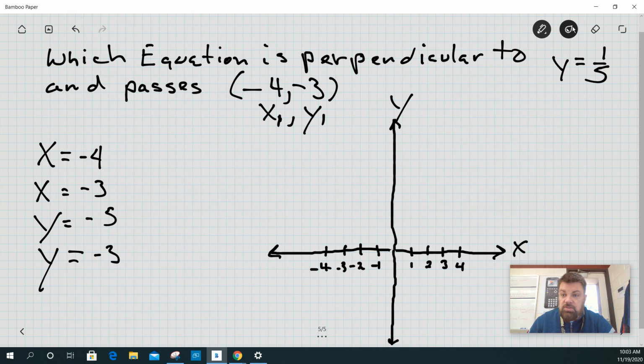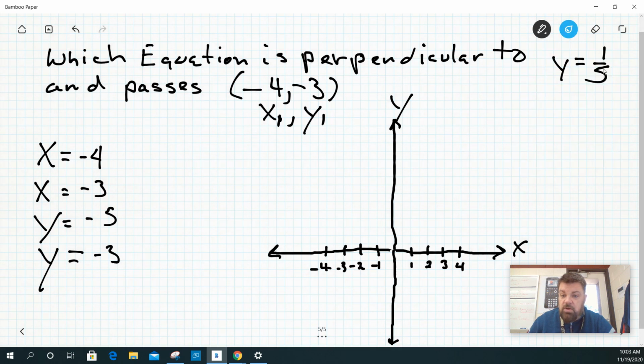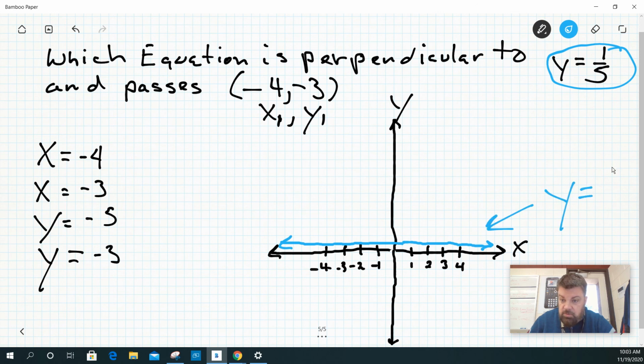So first things first, let's go ahead and graph this line. y equals 1/5 would be, if I let this equal 1/5, a horizontal line, because y equals a number is a horizontal line, and it's 1/5. So it's very close to the x-axis. So that's my graph of y equals 1/5.